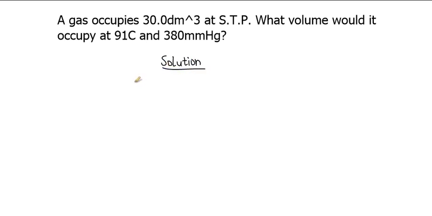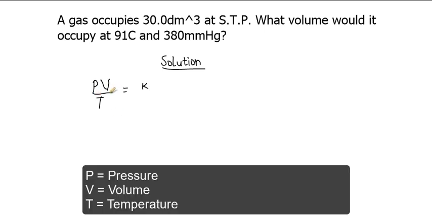To solve this question, we will be making use of the general gas equation, which is derived from the general gas law. It says that for a fixed mass of gas under any set of conditions of volume, pressure, and temperature, the value of PV over T must remain constant. That is, PV over T equals K, where K is a constant. P is the pressure of the gas, V is the volume, while T is the temperature.